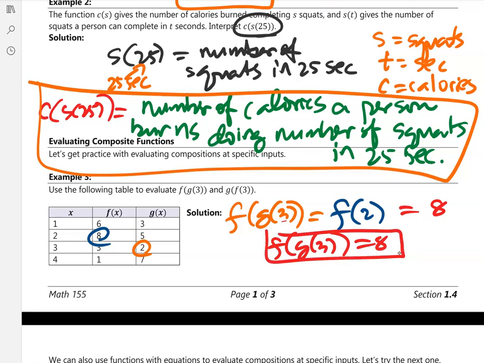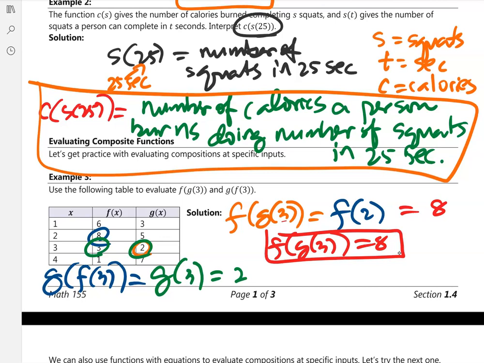Okay, then g of f of 3, I'm going to write it here. First, f of 3 is 3. So g of 3, and g of 3 is 2. So we can say that g of f of 3 is equal to 2.